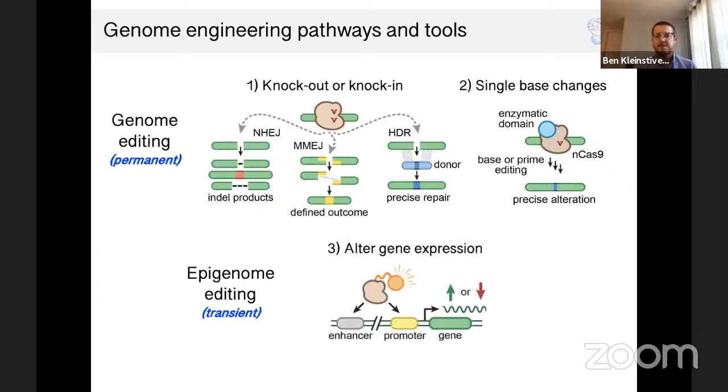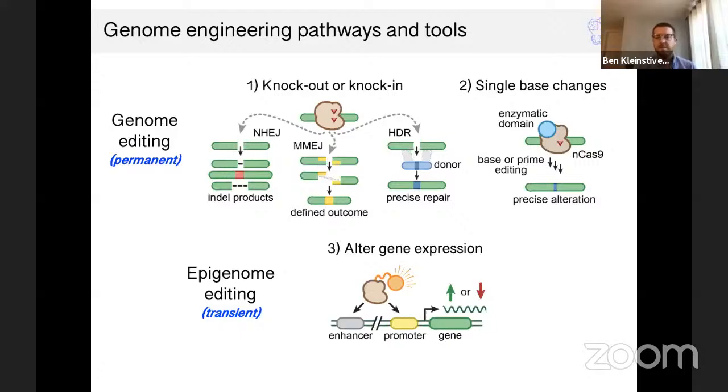Beyond this class of genome engineering technology, there are other types of tools that allow us to make more transient perturbations to the genome, one of which is called epigenome editing, where you can take a CRISPR molecule or any type of DNA binding molecule and fuse some sort of heterologous effector protein to that DNA binding domain. By tethering that to certain positions in the genome, you can perturb transcriptional states.